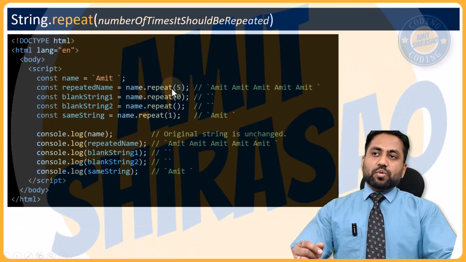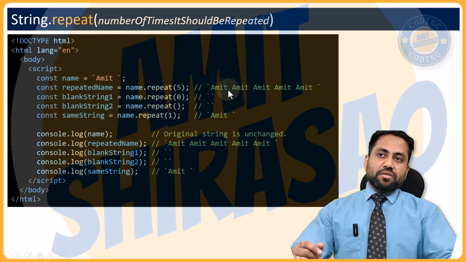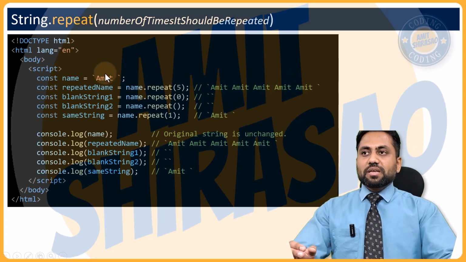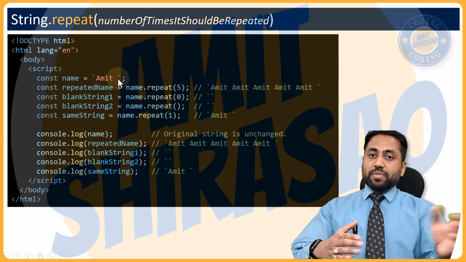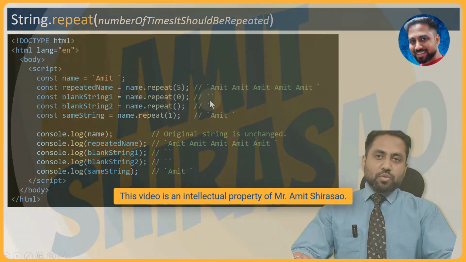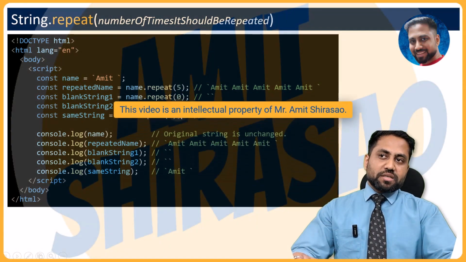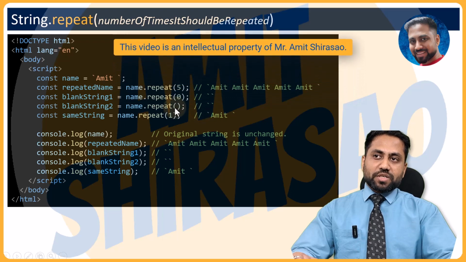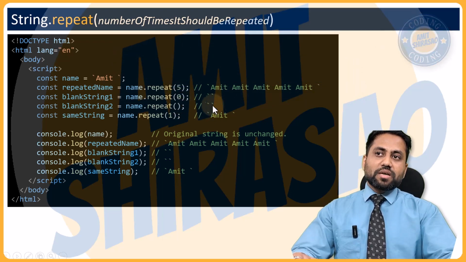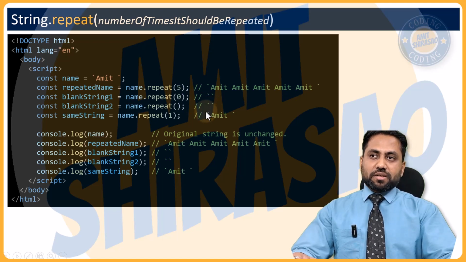Repeat, I showed you already. If I say repeat of 5, then it will repeat it 5 times. Of course, this Amit has a space already, and that's why you're seeing spaces in between all of them, because the string actually is Amit with a space. Okay. Now, if I say repeat 0, then it doesn't show anything. If I say repeat without giving anything, then it basically means repeat 0. So this nothing gets calculated to 0, and that's why it will once again give me nothing.